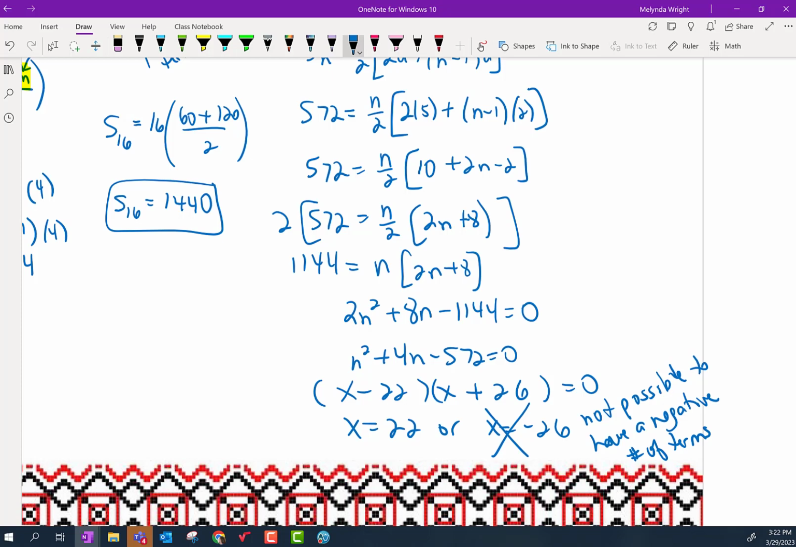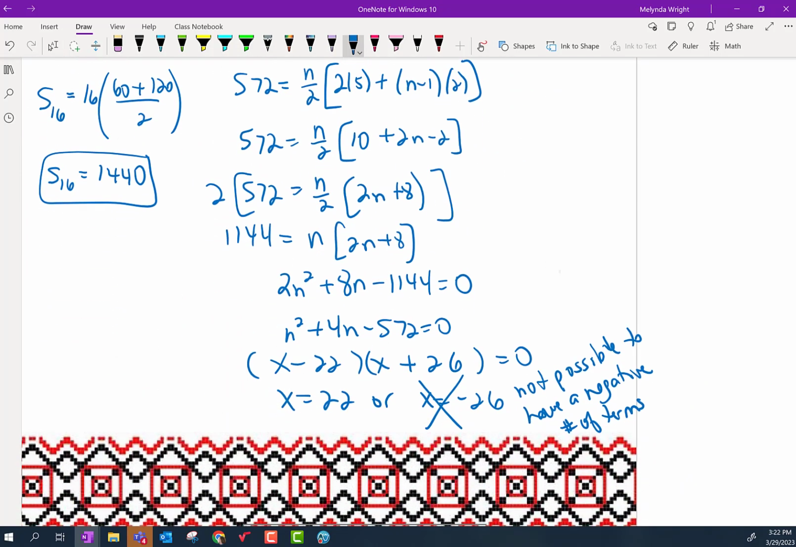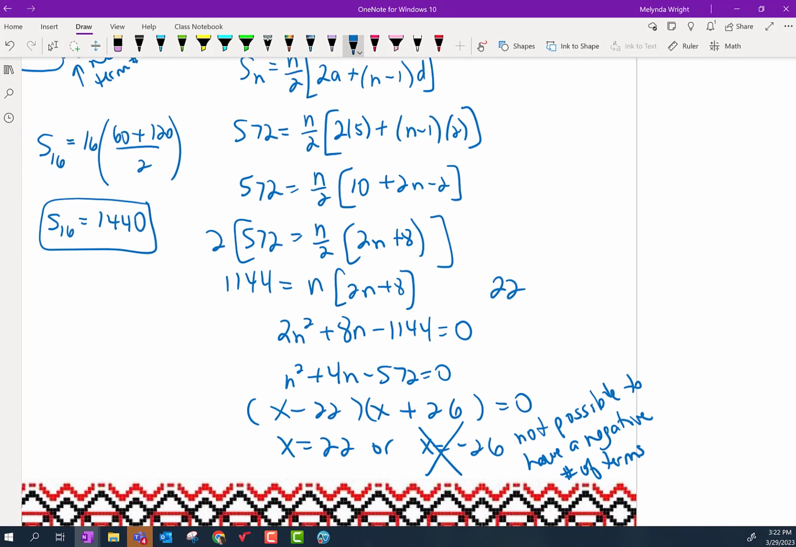Okay. So that means that it was 22. It took 22 terms to add all that sequence up to get 572. So our answer is 22 terms. All right.